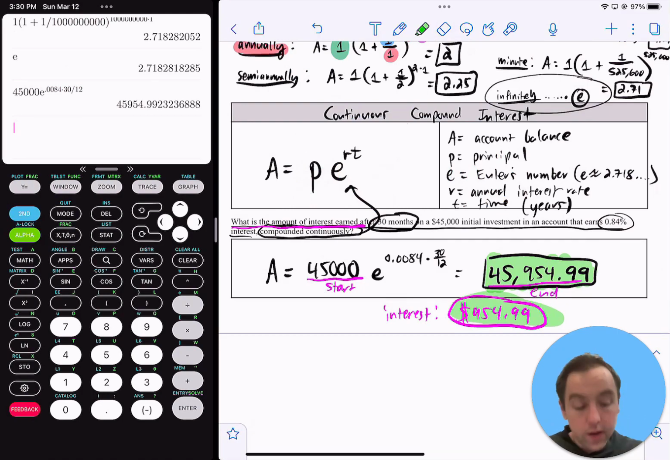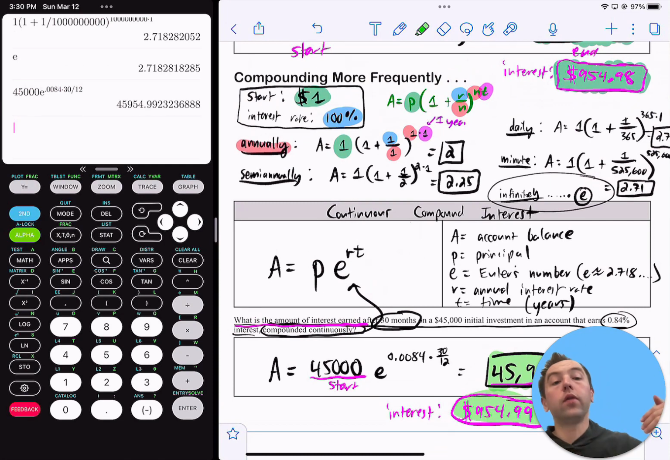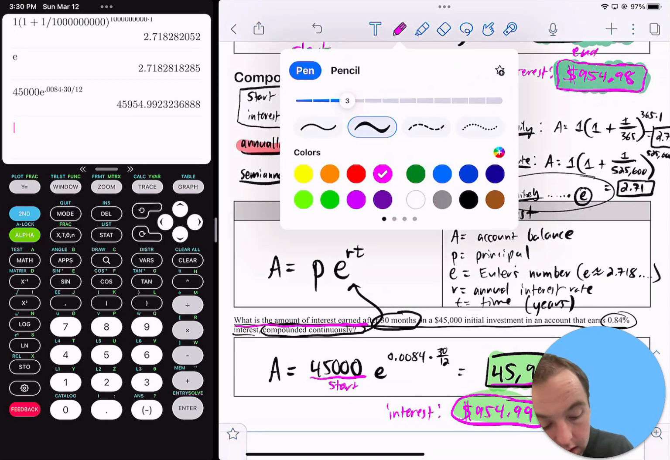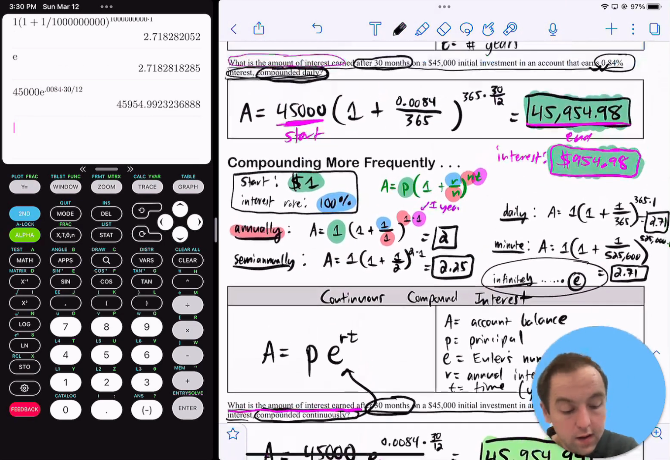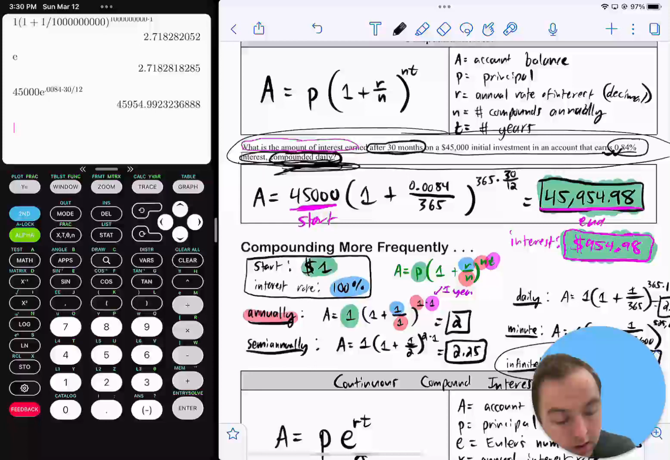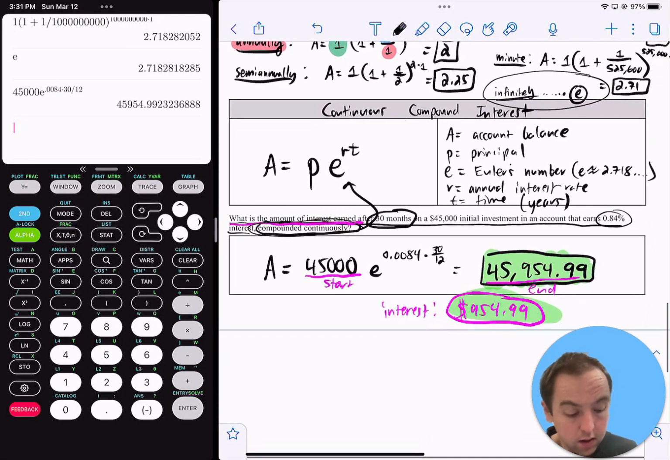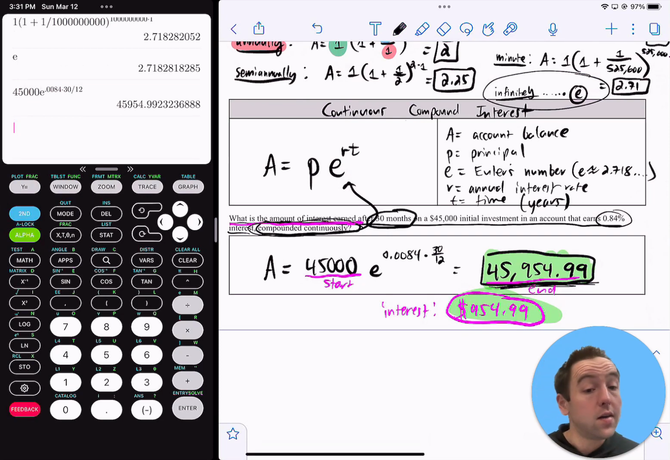So one last thing that I just want to point out here is that you should understand that as you compound more frequently, so if you go from compounding annually to semi-annually to quarterly to daily to per minute, you are always going to end up with more money when you compound more frequently. So in this scenario right here, where we compounded daily, we ended up getting $45,954.98. But when we compounded continuously, which is more frequently than daily, we ended up with $45,954.99. I know not a huge difference because it's only a cent higher, but you should recognize that always when you compound more frequently, it will result in a greater amount of growth in your account.